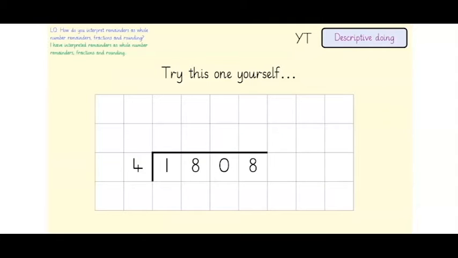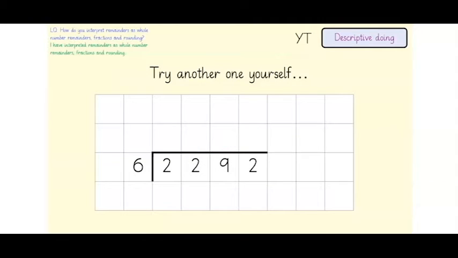Have a go at this one yourself. We'll go through the answer on the next slide. So I can't do 1 divided by 4, but I can do 18 divided by 4. 4 times 4 is 16, and I would have 2 left over. 20 divided by 4 is 5, and 8 divided by 4 is 2. That gives me an answer of 452.